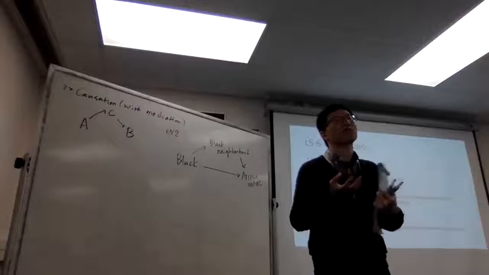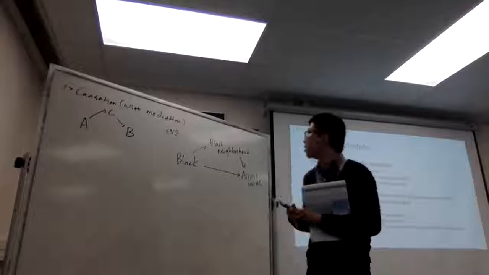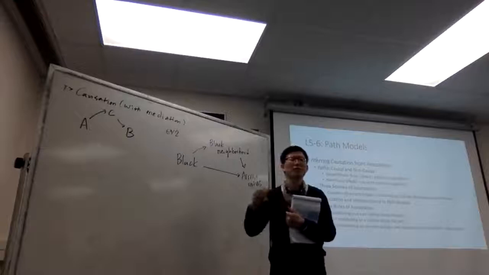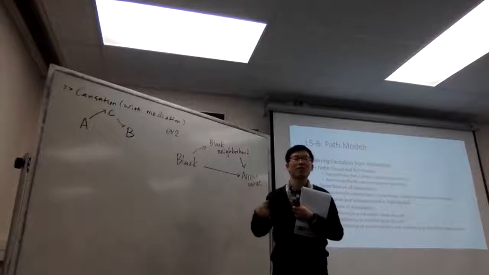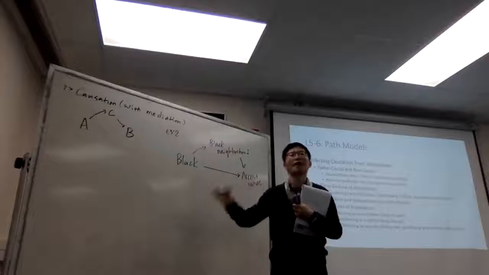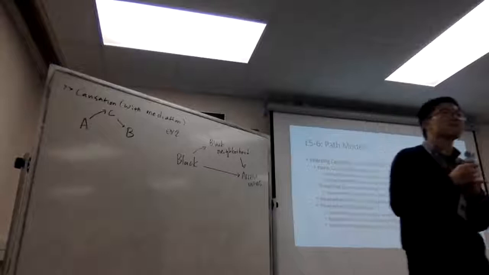So from Black neighborhood to arrest rates, that's the institutional? In a way, yeah. Black neighborhood is based on a racist stigma, but precisely because it's a Black neighborhood, there are a lot of crimes going on. That kind of stigma affects police officers' attention, and that affects arrest rates. And the direct path is the individual racism. That's right. Good.